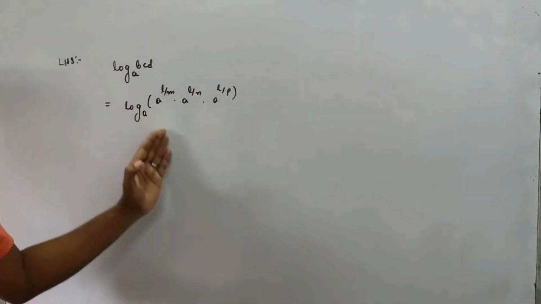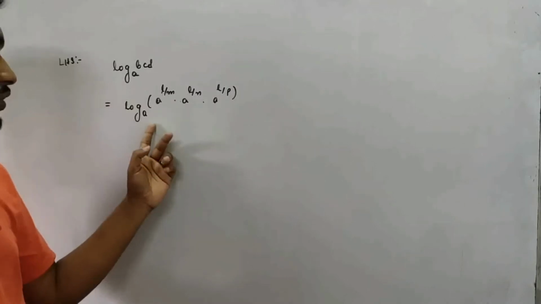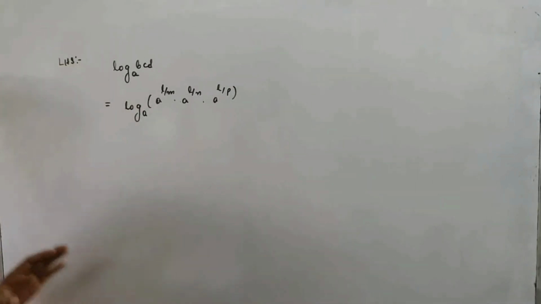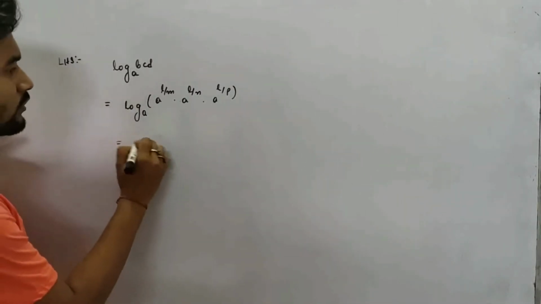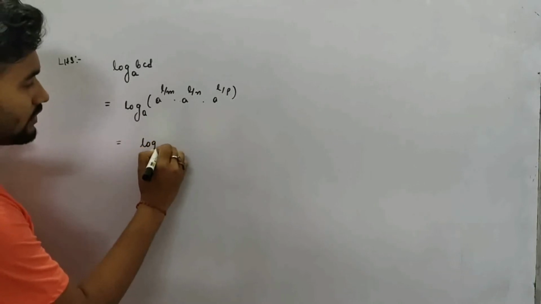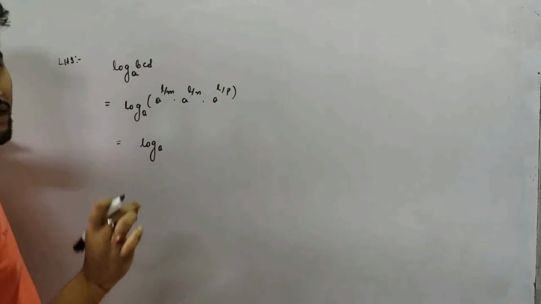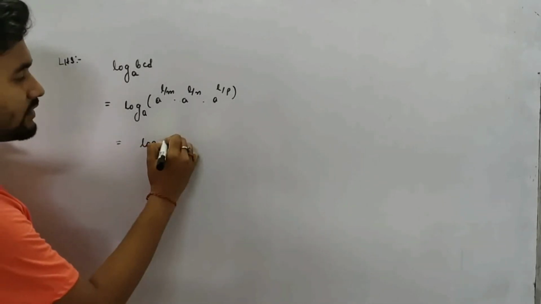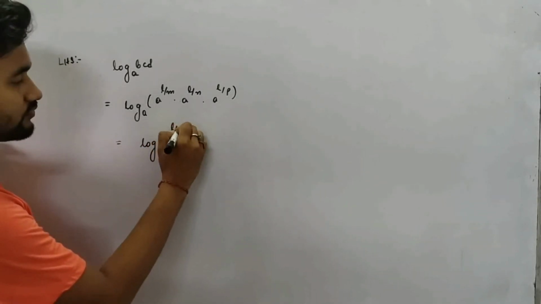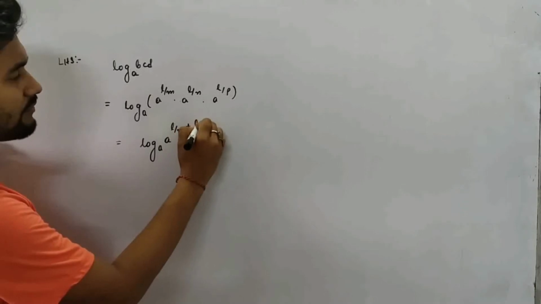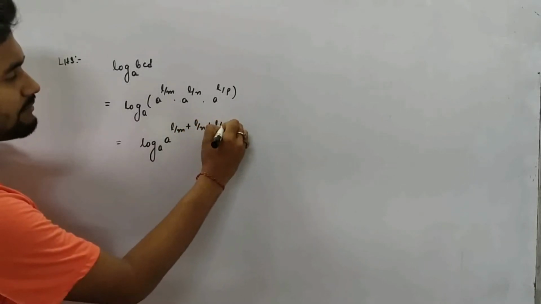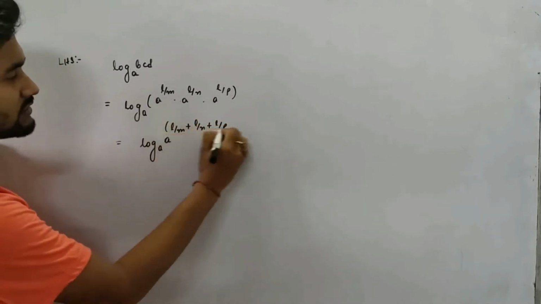Understood why I have written everything in respect of a? Because the base is also a. That's why. So now it is equal to log of a, base same, and into it is there. So the powers will get added up: a to the power l by m plus l by n plus l by p. Understood? This is the power.